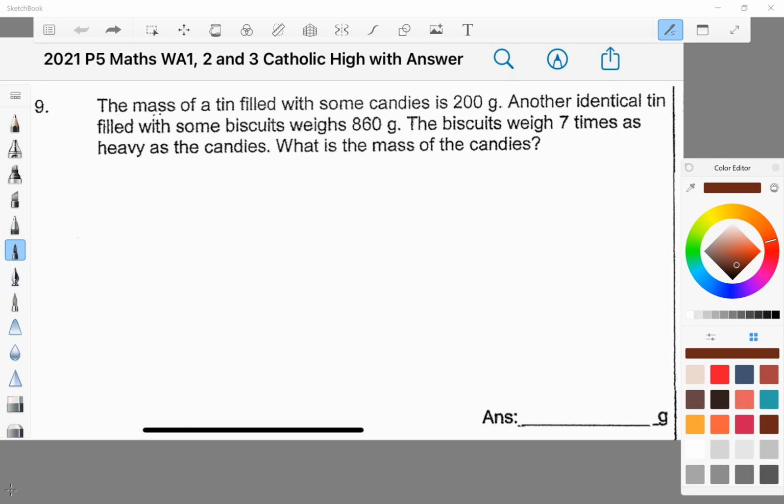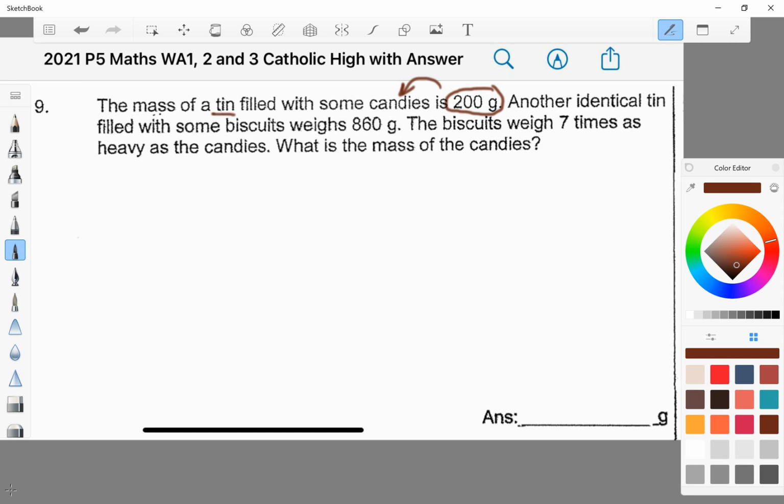The mass of a tin filled with some candies is 200 grams. Then they say another identical tin with some biscuits weighs 860 grams. If you recall, in the previous episode we were dealing with the same kind of items, as in metal balls. But for this one, they made it slightly more challenging by telling you different items, like candies and biscuits.